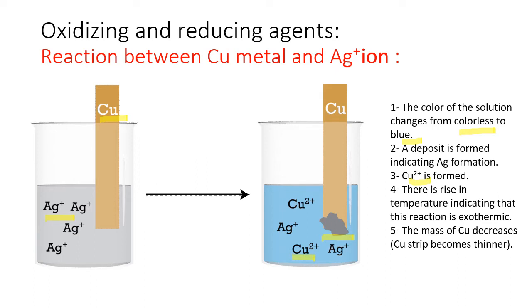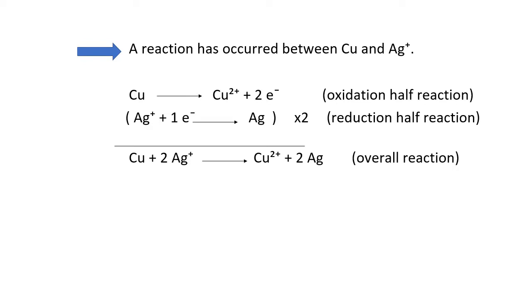There is a rise in temperature indicated by the thermometer, and this reaction is exothermic. It releases energy because there is an increase in temperature. Also, the mass of Cu decreases because the Cu strip becomes thinner. Thus, a reaction has occurred between Cu and Ag+. Cu has changed into Cu2+.